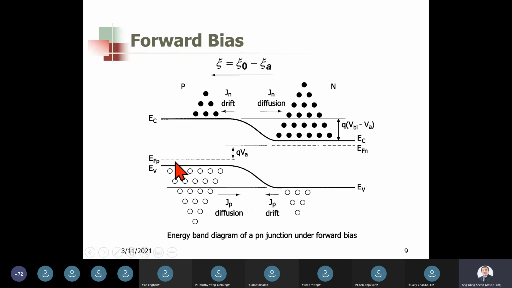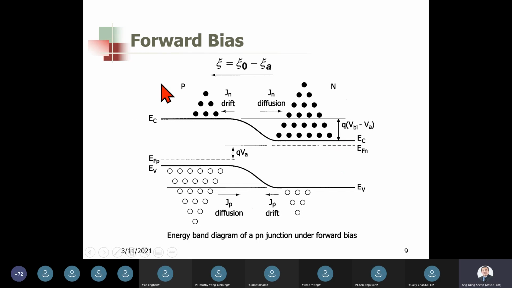Now notice that under forward bias, the two Fermi levels are no longer aligned. They are separated, and the amount of separation is equal to q, the electronic charge, times the applied voltage VA. So qVA has a unit of electron volts. Now, why is the Fermi level on the P side lower than the Fermi level on the N side under forward bias? You can understand this in this way.